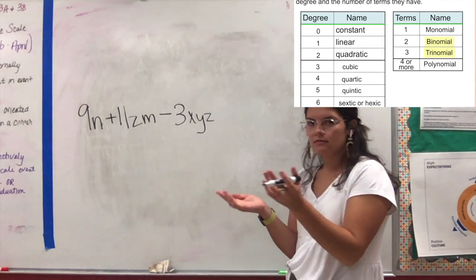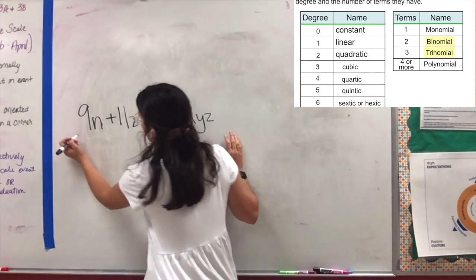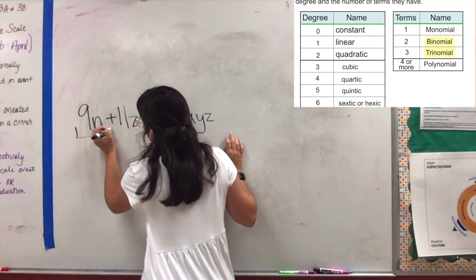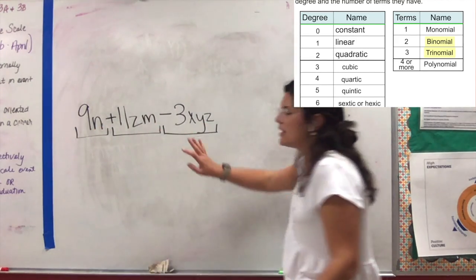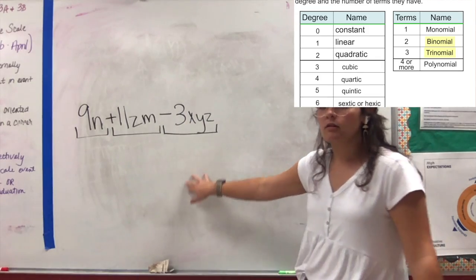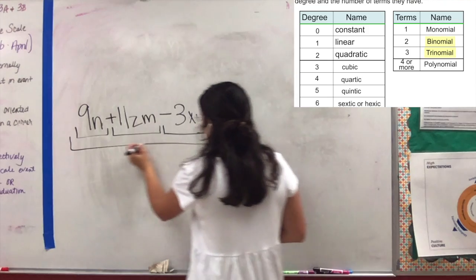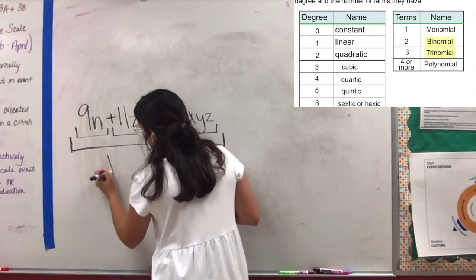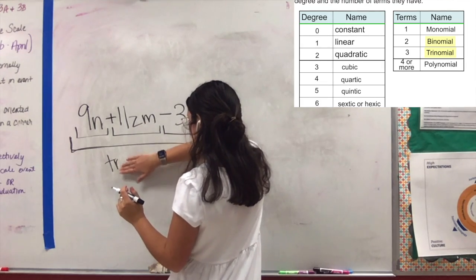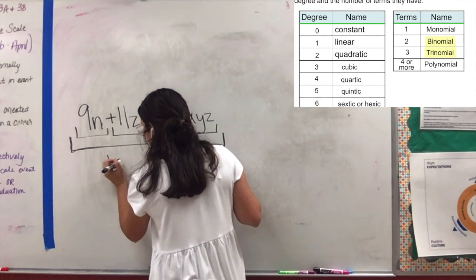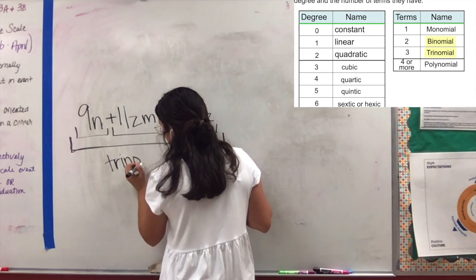Okay, so what is this? How many terms do we have? First of all, we need to look at the terms. We have 1 term, 2 terms, 3 terms. When we have 3 terms, that's a trinomial. Remember, tri means 3. We have 3 terms. Trinomial.